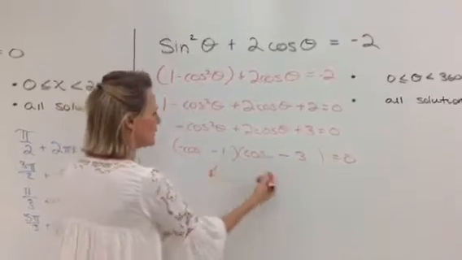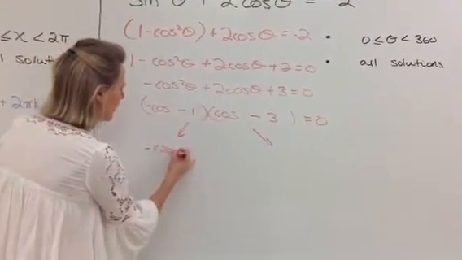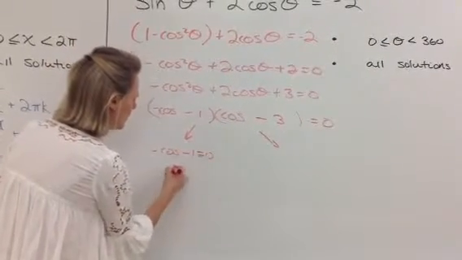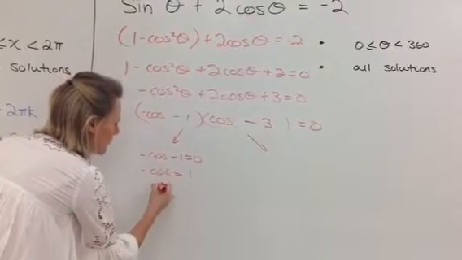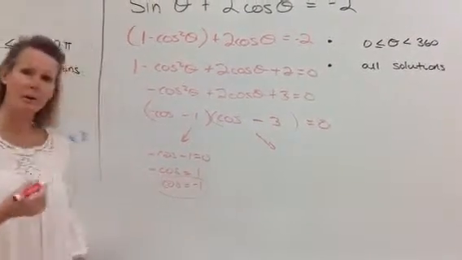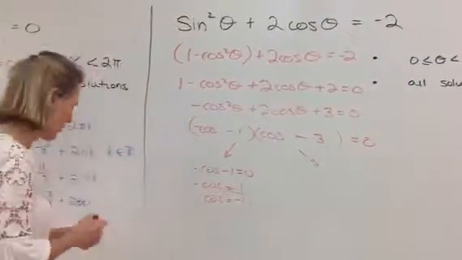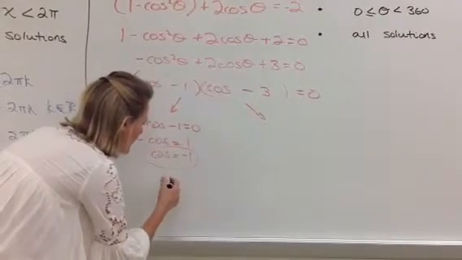Now each one of these I set equal to 0, because the product equals 0. So negative cosine minus 1 equals 0, so negative cosine equals +1, and dividing by -1, cosine equals -1. So where on the unit circle does cosine equal -1? There's only one place that cosine equals -1, and that is at pi.